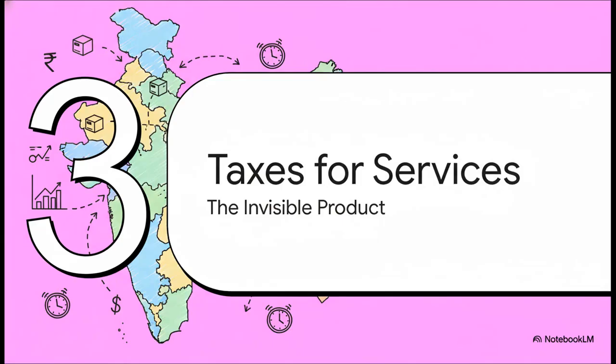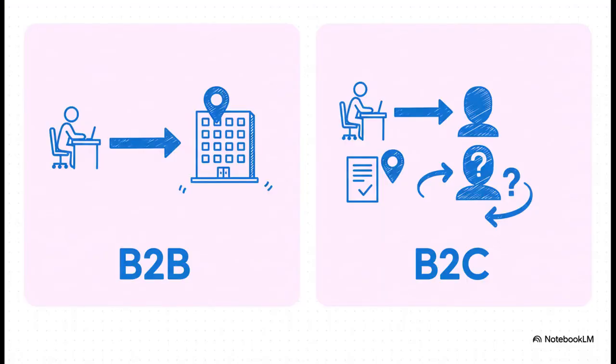So that pretty much covers physical goods. They're logical, you can follow the item, but things get a bit more abstract when we talk about services. I mean, how do you find the destination or place of consumption for a product that's completely invisible? Well, the law starts with what it calls a general rule to cover most services.